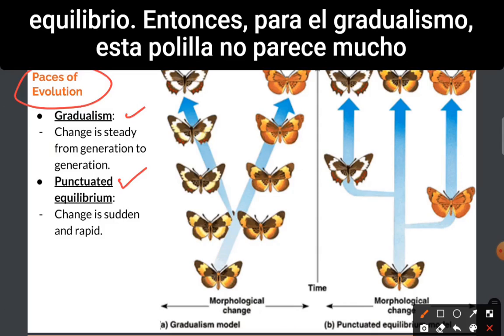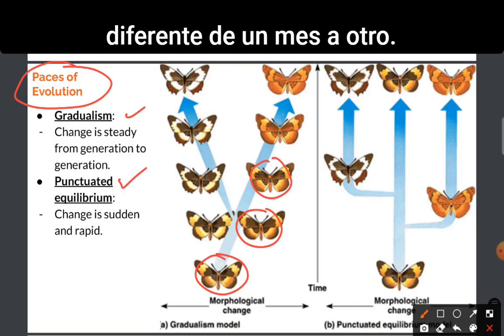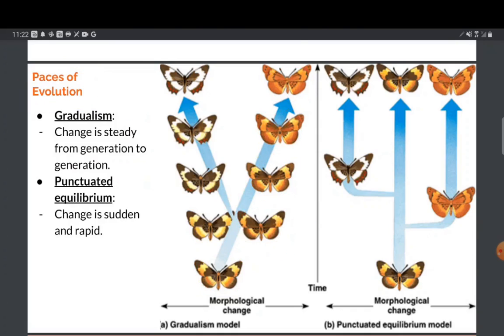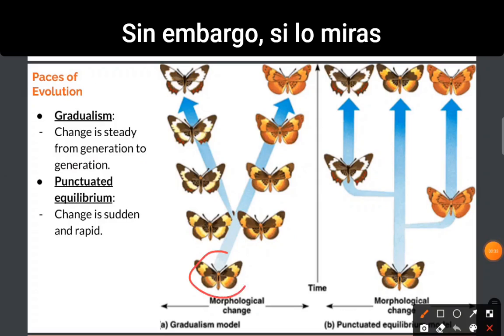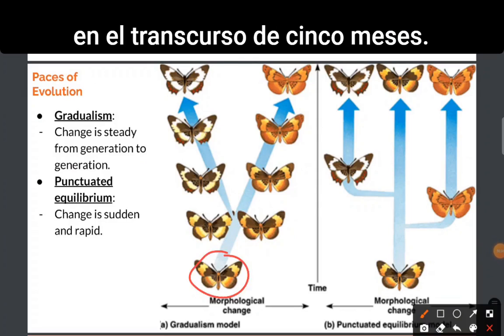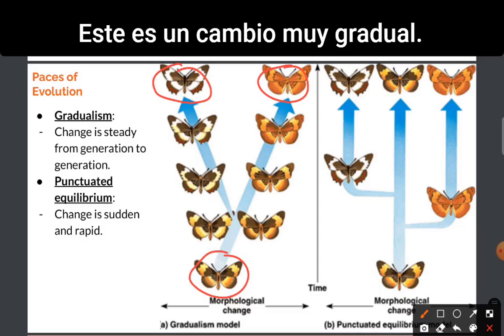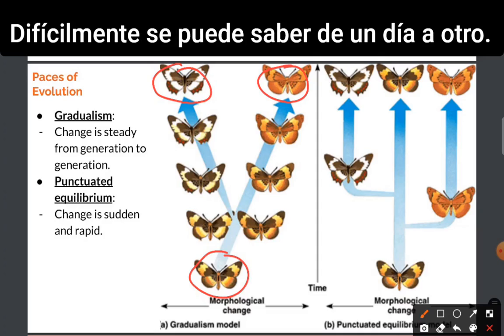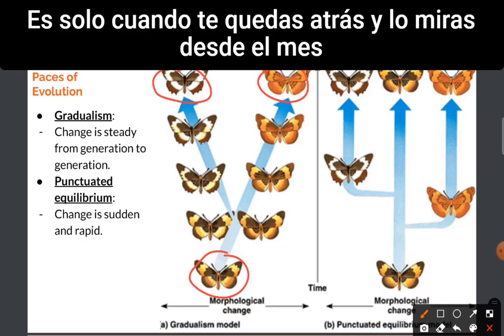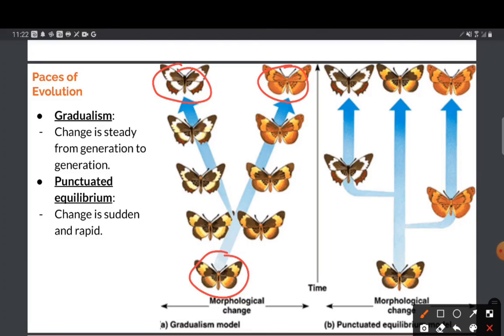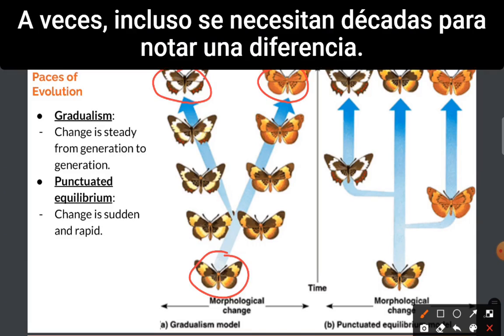So for gradualism, this moth does not look much different from month to month. However, if you look at it over the course of 5 months, it looks very, very different. This is very gradual change. You can hardly tell from day to day. It is only when you stand far back and look at it from month to month or year to year that you can see this. Sometimes it even takes decades to notice a difference.